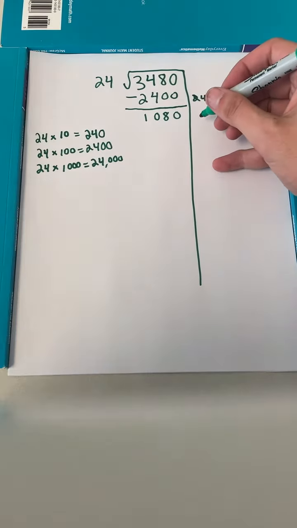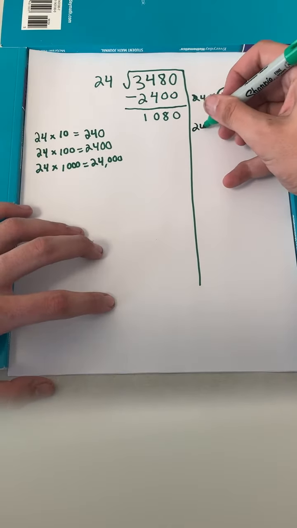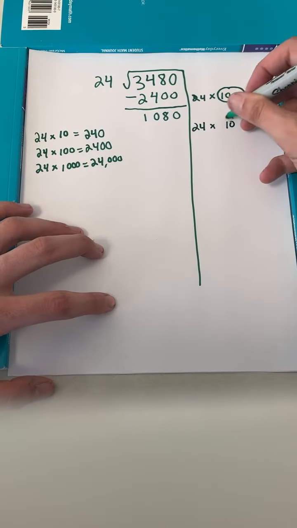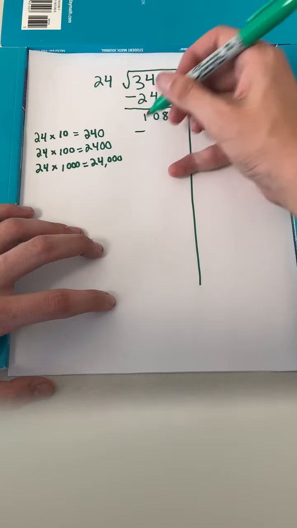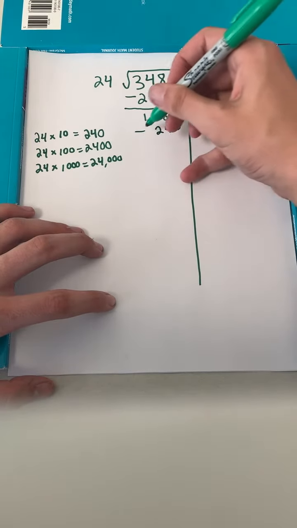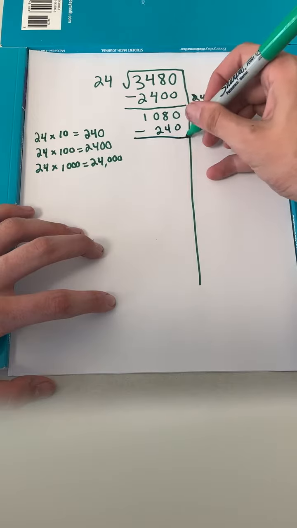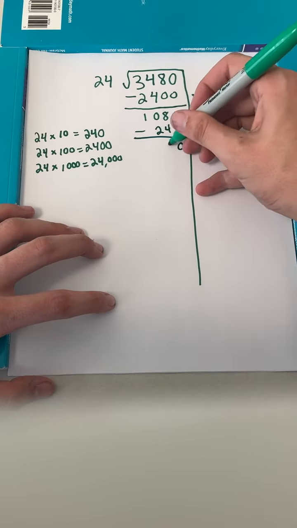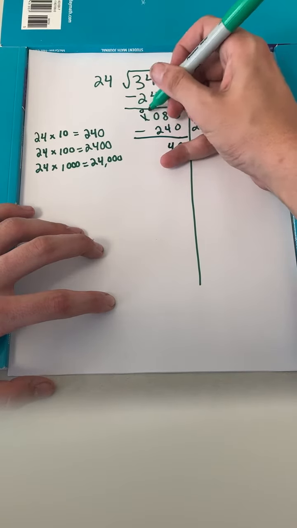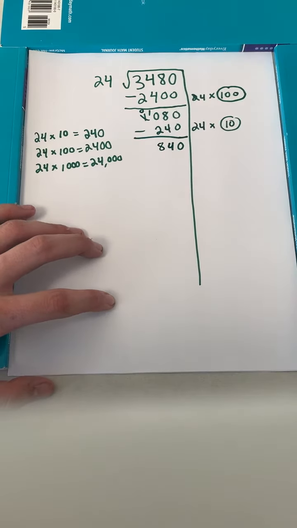So over here, once again, I'm going to write 24 times 10 this time. I'm going to subtract 240. I'm focusing on being neat and having everything lined up. And then I subtract. And I have 840 left.